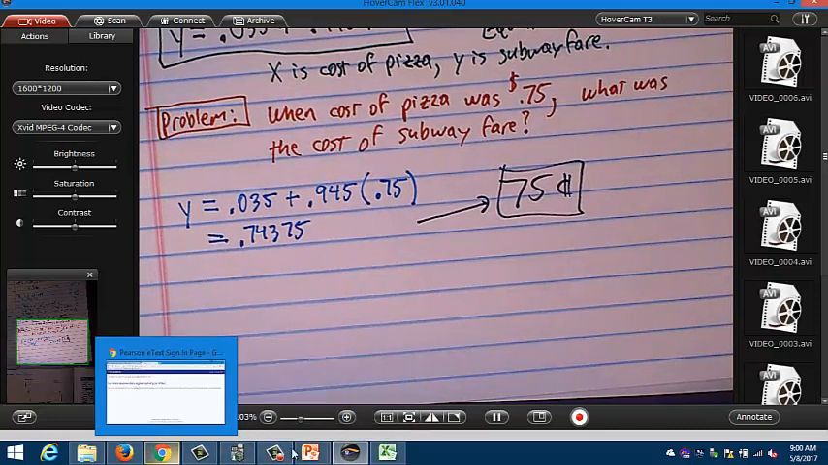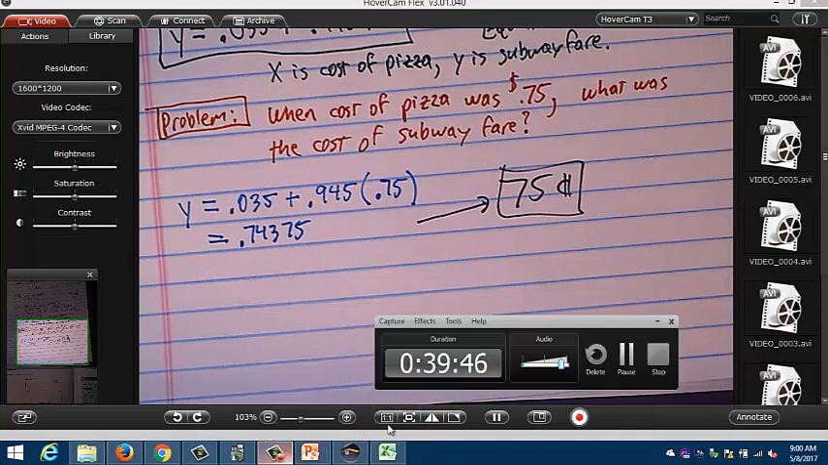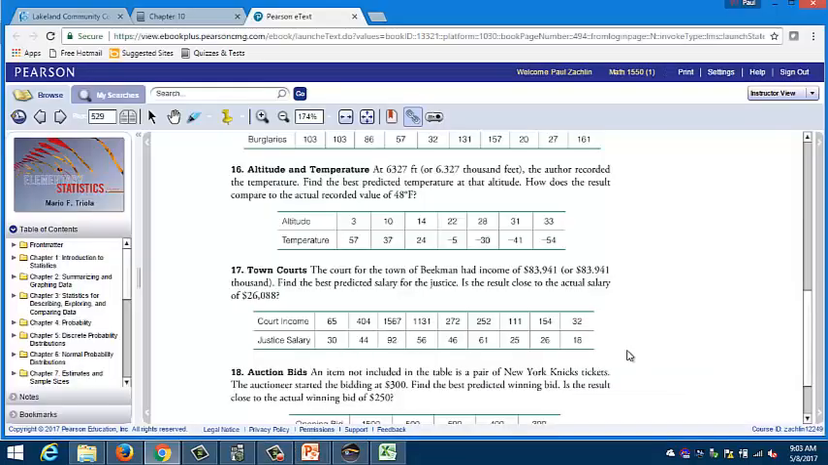So we're going to do problem 16 in section 10.3. And by the way, the homework's kind of matched up. Some of these problems from section 3 are the same as the ones in section 2. Okay? So it says, at 6,327 feet, the author recorded the temperature. Wow, so Triola has a plane or what? I don't know. So he made some recordings here. Altitude and temperature.